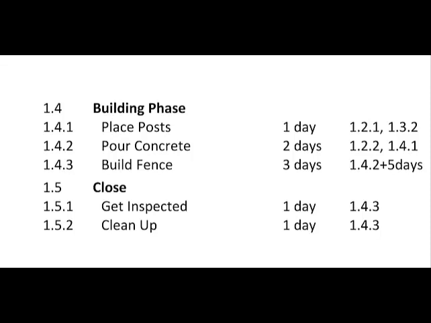You'll notice that this whole work breakdown structure follows the verb noun format. Place posts, pour concrete, build fence. There's the action before what's being acted on. And that does make the work breakdown structure much clearer, and it will make your network diagram similarly clearer.